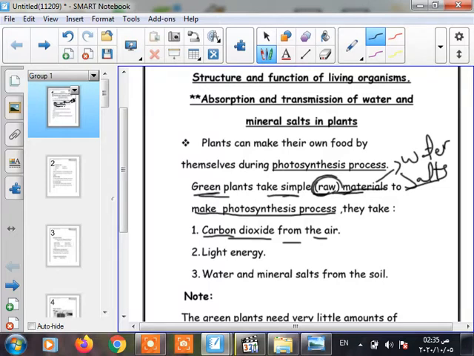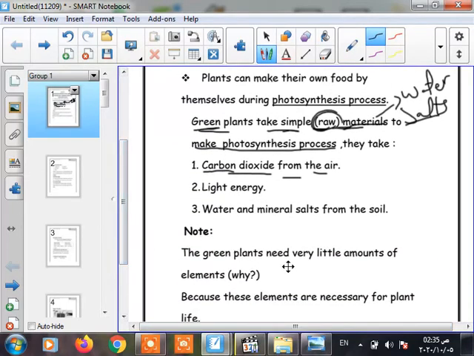So, the plants take 3 things to make the photosynthesis process. Number 1, carbon dioxide, and this is taken from the air. And light energy from the sun. And number 3, water and mineral salts from the soil. Okay?